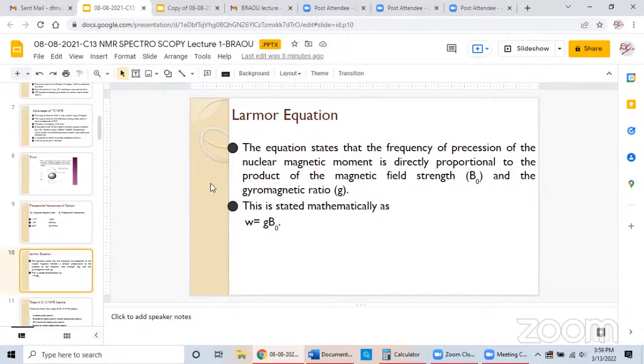It is also the same as in proton NMR. I am not going into details of it. This equation is the basic NMR equation. The frequency of precession of the nuclear magnetic moment is directly proportional to the product of the applied magnetic field strength and the gyromagnetic ratio. This gyromagnetic ratio is specific for specific nuclei. For proton it is different, for carbon-13 it is different, and for other magnetic nuclei it is different. That is the reason why precessional frequencies are also different.